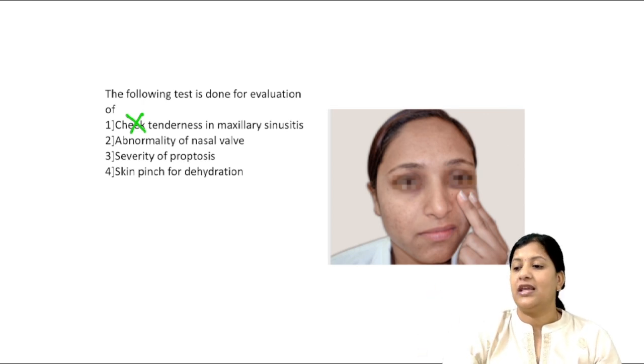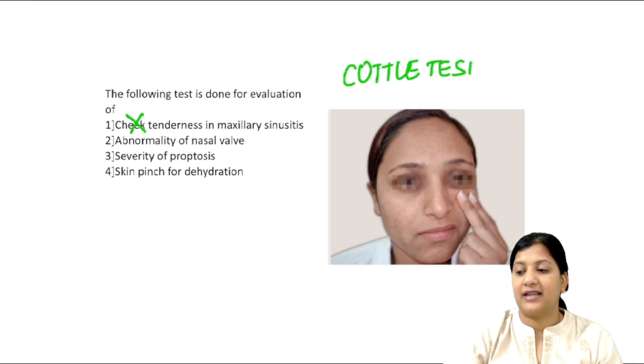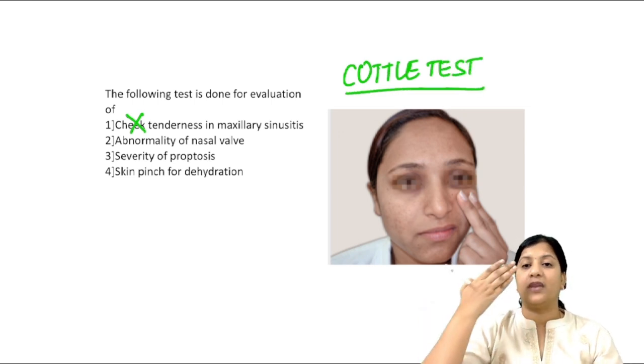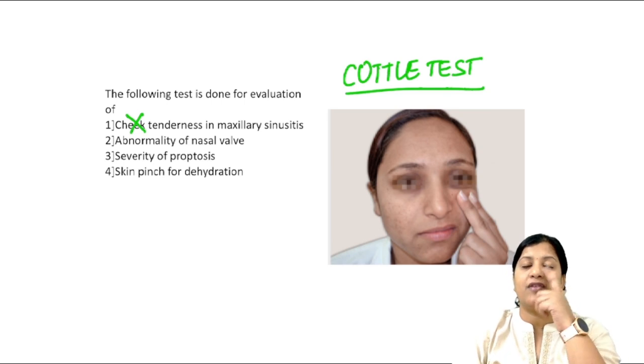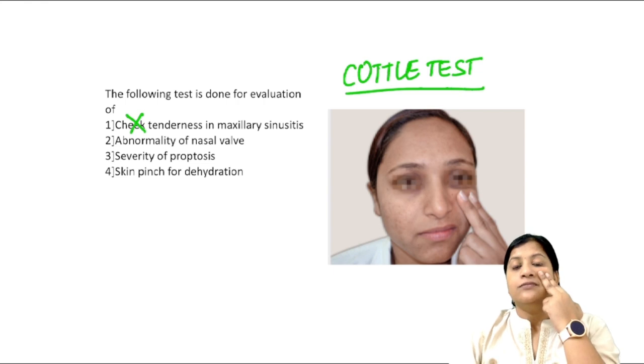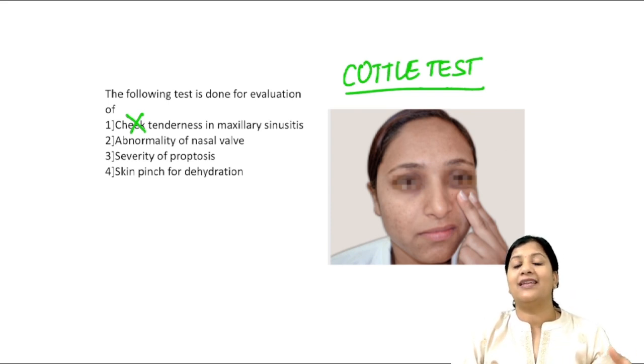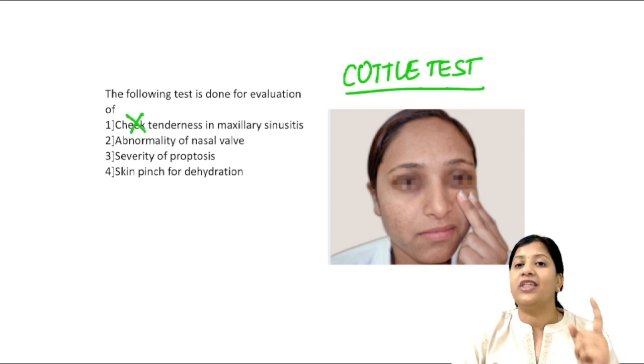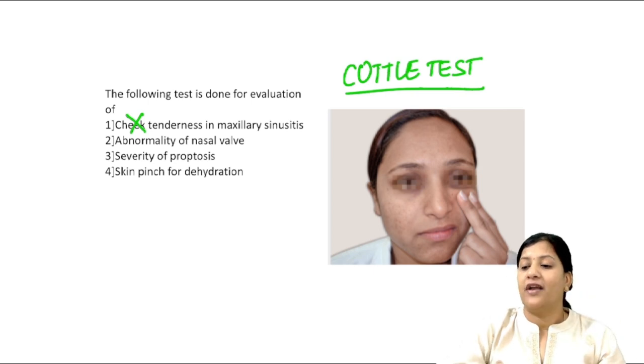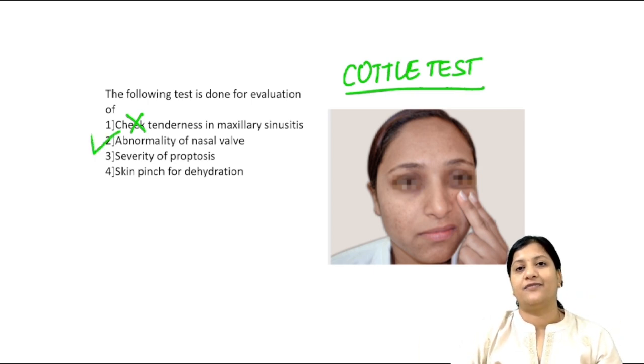This test that you see is called Cottle's test. Cottle's test is a test where the patient is asked to breathe in and breathe out. The patient says, I'm having left-sided nasal obstruction. Then you pull the cheek away. Breathe in and breathe out. On pulling the cheek away, if there is an improvement in breathing, that tells you that there is an abnormality of the internal nasal valve. So Cottle's test will test the patency of the internal nasal valve.